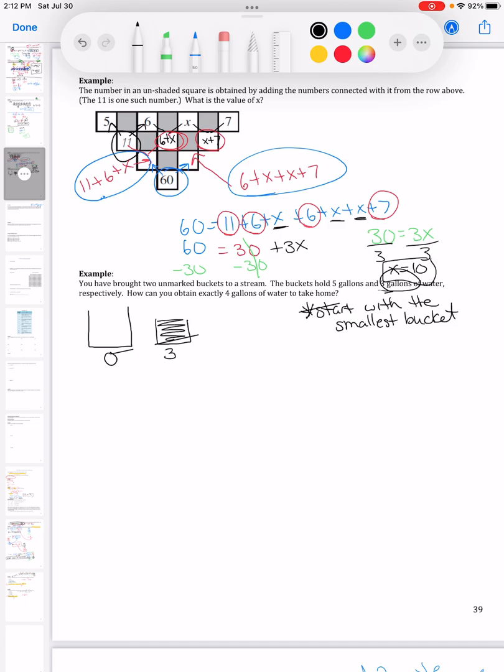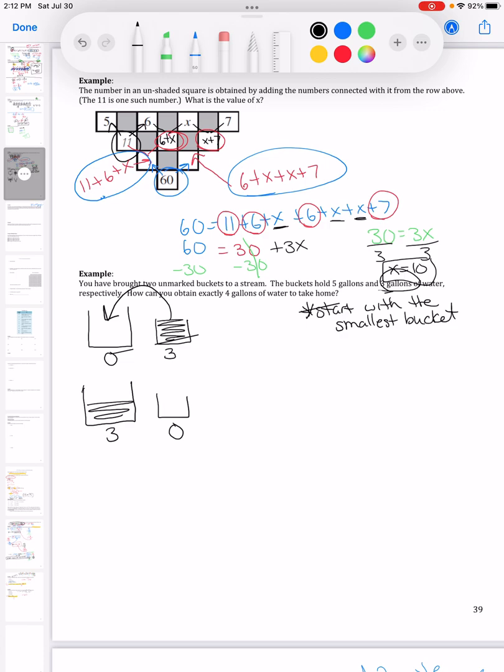It makes a little bit more sense to put it in the big one. If I got rid of it, I would have no water. If I put it in the big one, at least I would be somewhat getting somewhere. So I'm going to pour it into the big one. So now the big guy has 3 gallons. It's not all the way full. And the little guy has none.